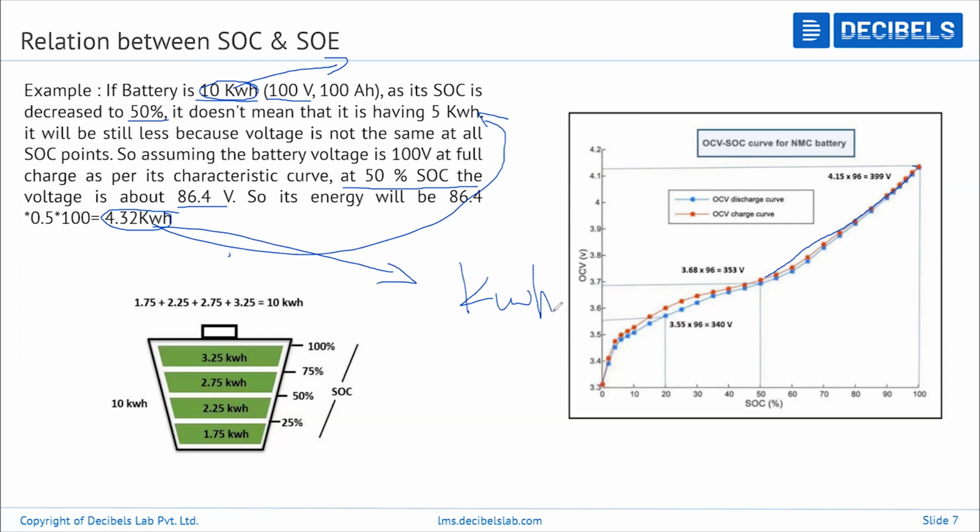So that is why we cannot go with predicting the range with the SOC. The capacity based approach doesn't work well.